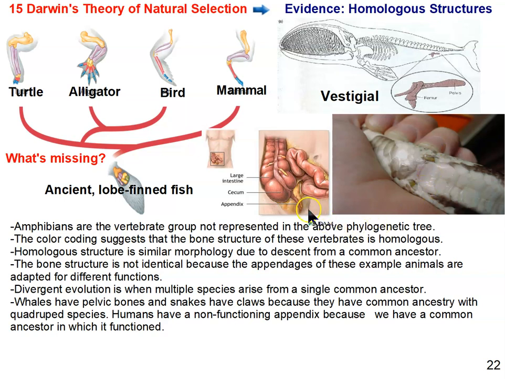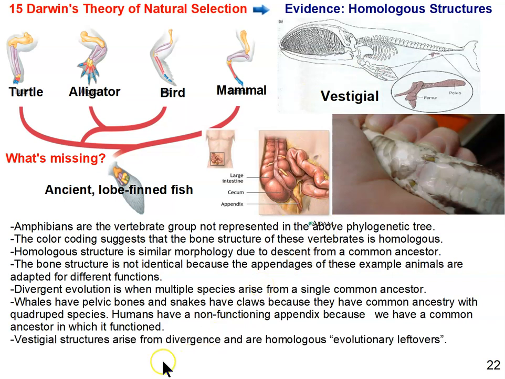You have a vestigial structure too, your appendix. Humans no longer use their appendix for anything. You can have your appendix taken out and it's not going to affect you in any way. And that's because it's an evolutionary leftover. It's a vestigial structure. It no longer carries out a function, but it did in our ancestors. So that's the idea of vestigial. Vestigial organs, vestigial structures are homologous structures that no longer have a function. They're evolutionary leftovers.